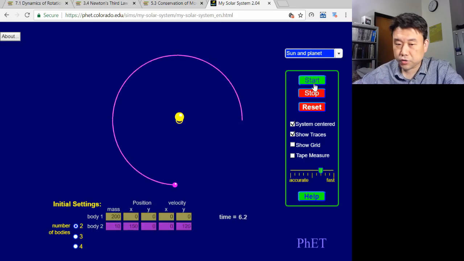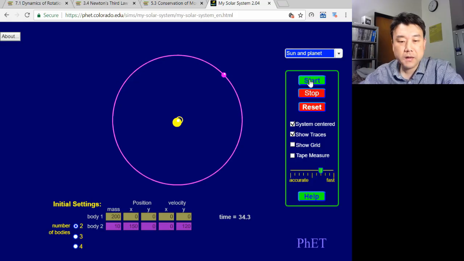It's pretty close to a circle, and you can see that angular momentum is conserved. It's going around at a constant speed, but not very interesting. Let me show you a comet-like orbit.